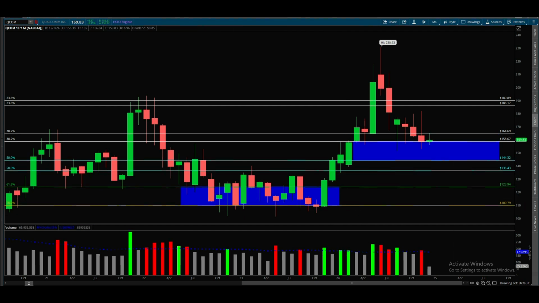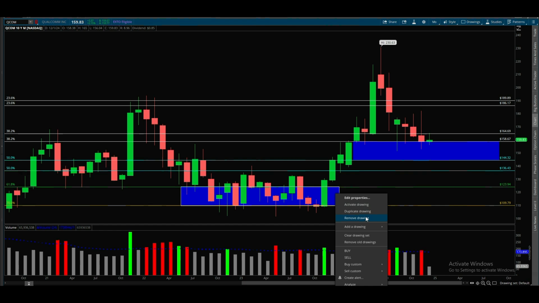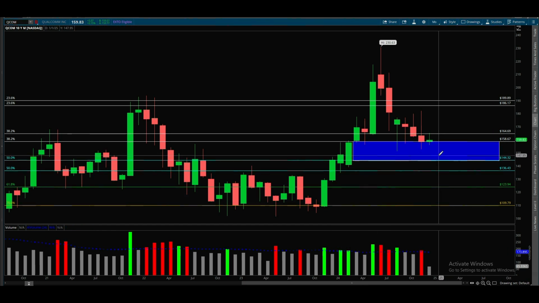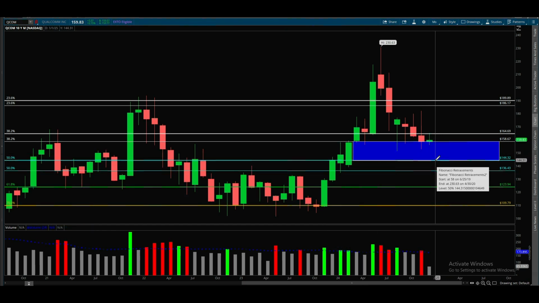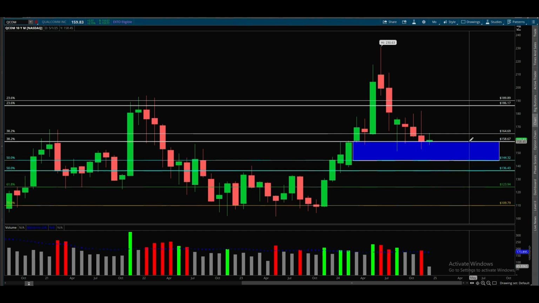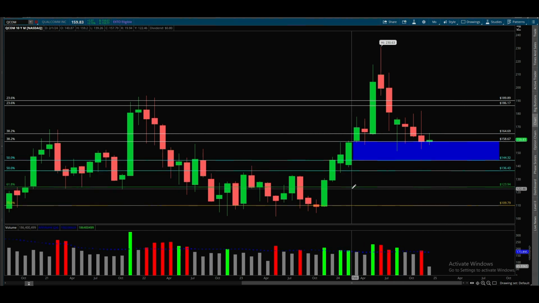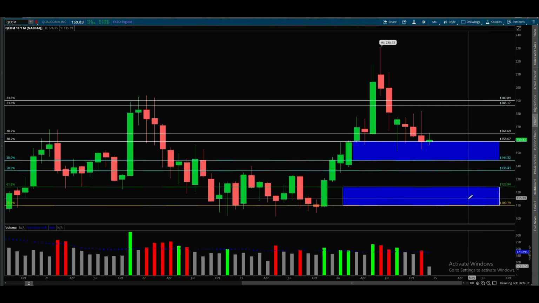So the reason I left this here is because let's say the market loses an appetite for Qualcomm right here, soaking up shares from 144 to 158, then we know that they're going to move the market down on Qualcomm. They're going to bring it down to here, and this is where they're going to buy the dip because they've done it before in the past.